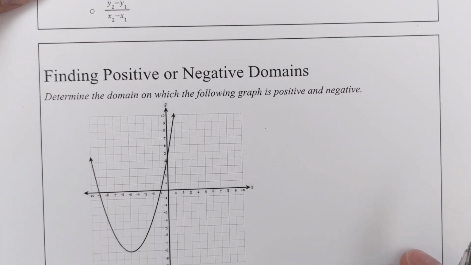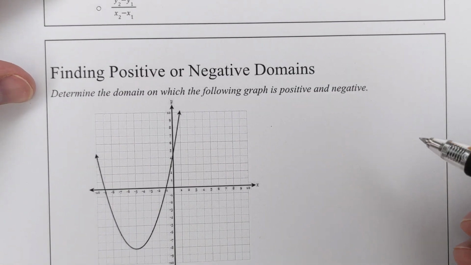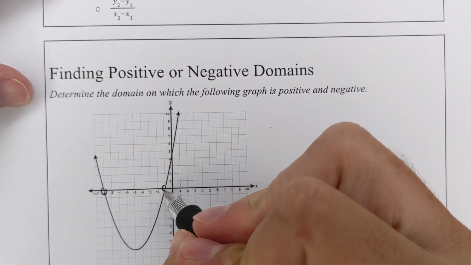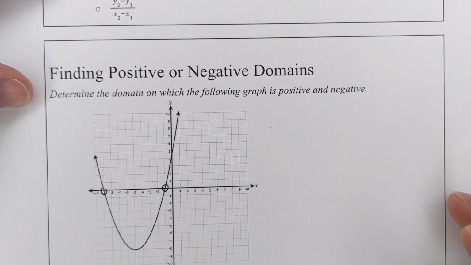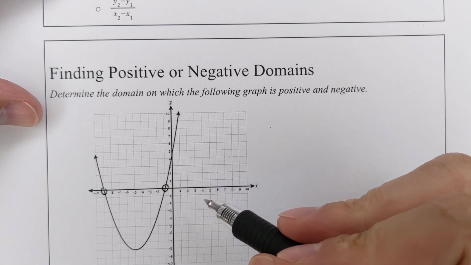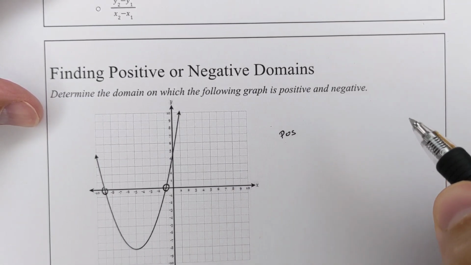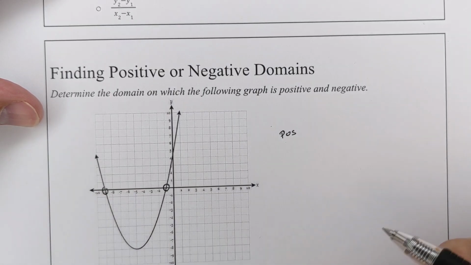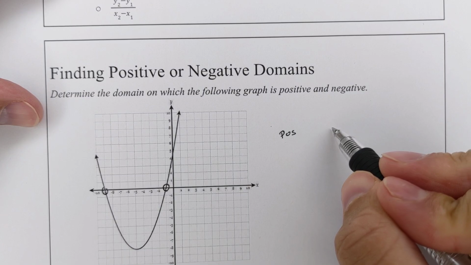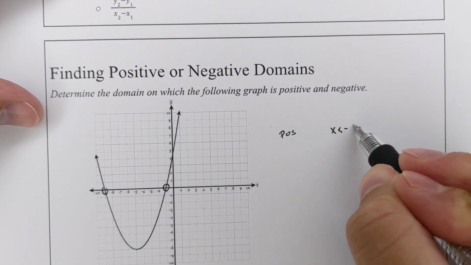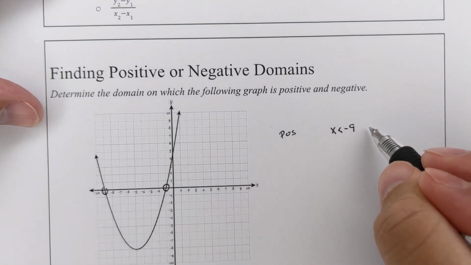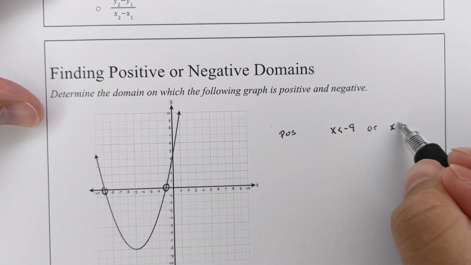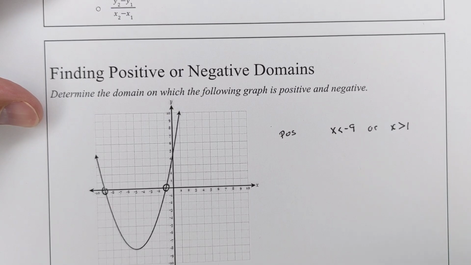Okay, so positive and negative domains. Determine the domain in which the following graph is positive and negative. So the first thing we want to look for is where the graph crosses the x-axis, because that's where it's going to switch. So the graph is positive wherever it's above the axis. So here, and anywhere left of that open circle. So left is a less than sign, so for x is less than -9 is positive. Or you've got this side over here, any place x is more than 1.